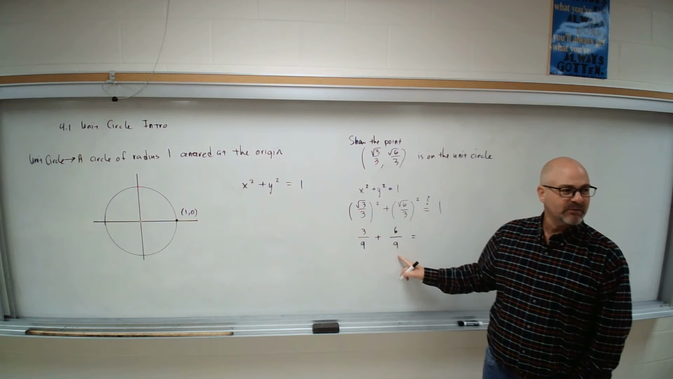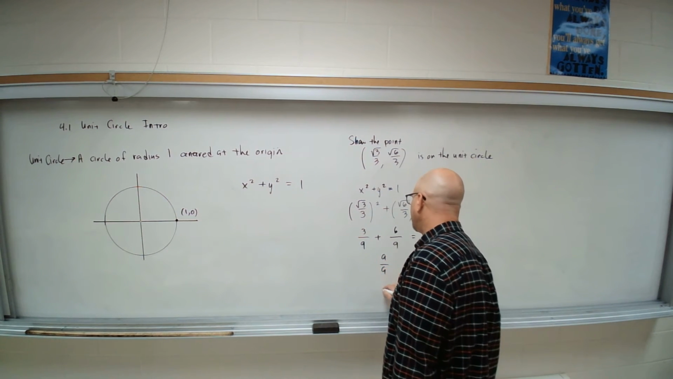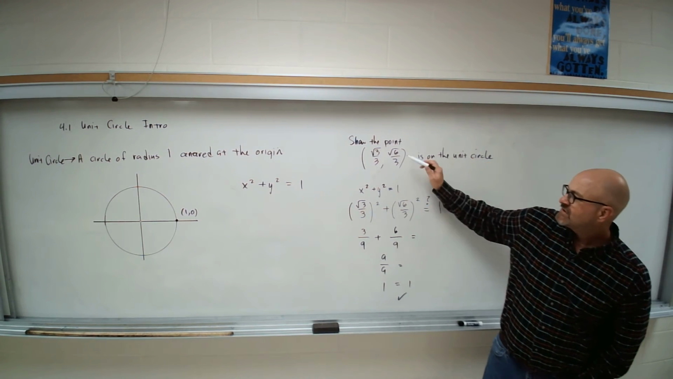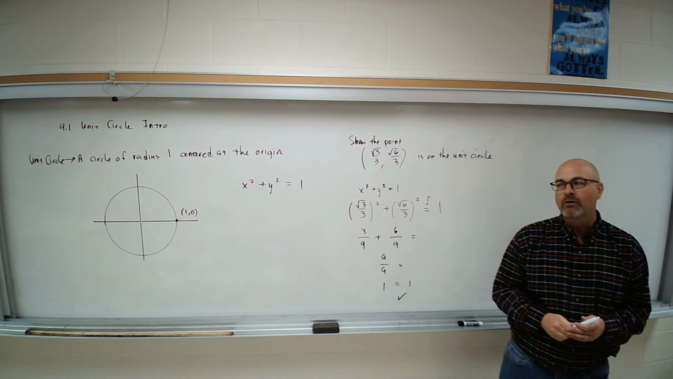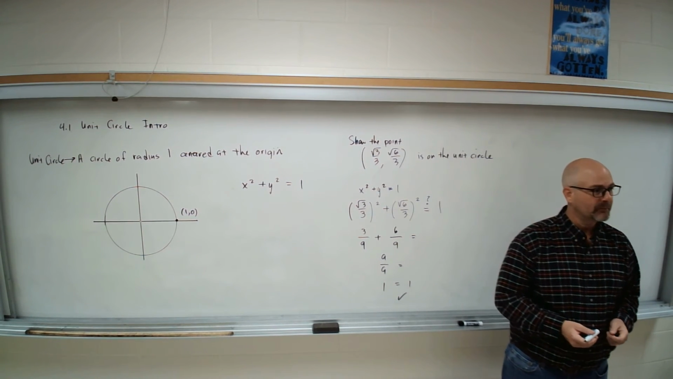Well, what's 3 ninths plus 6 ninths? 9 ninths, which is just 1, right? So it is equal to 1. It does check, which tells us that the point radical 3 over 3 and then radical 6 over 3 are both on the unit circle.